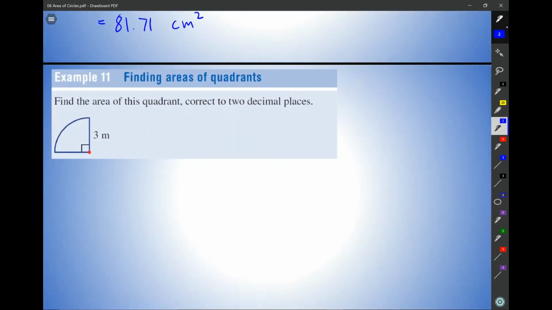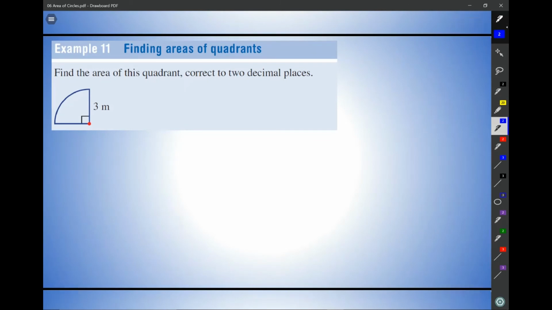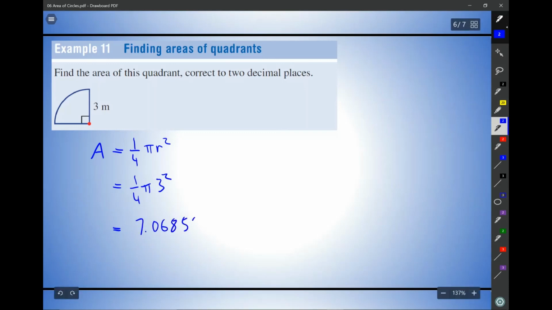And another one to practice, this time finding only a quadrant. So remember, when we're finding the area of a quarter of a circle, we just throw a quarter out the front of our formula. And then we fill in the numbers. And then we plug it into our calculator. And the answer is just a bit over 7. And then again, we're asked to round to 2 decimal places. It's meters in this case.